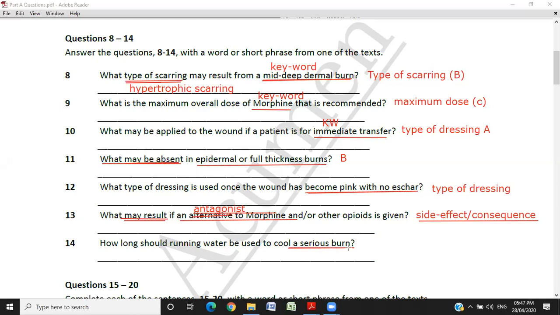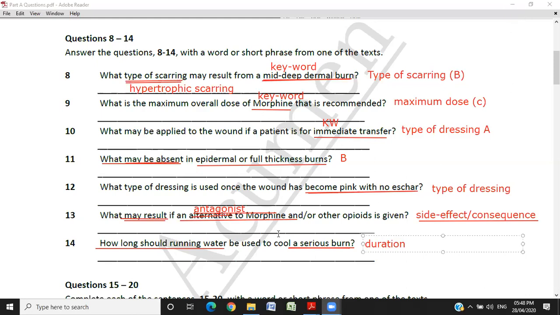What should be done to cool a serious burn? And how long should running water be used? So how long means I'm looking for duration. If someone asks you how long have you been staying in Ahmedabad, they're asking for duration. How long have you been working in this institute?